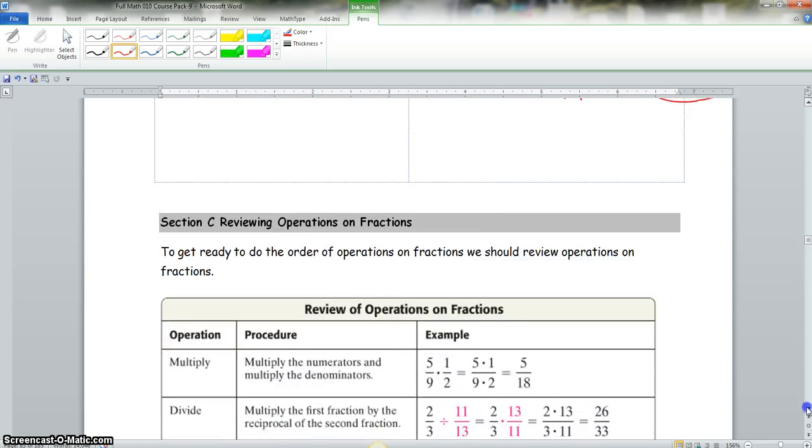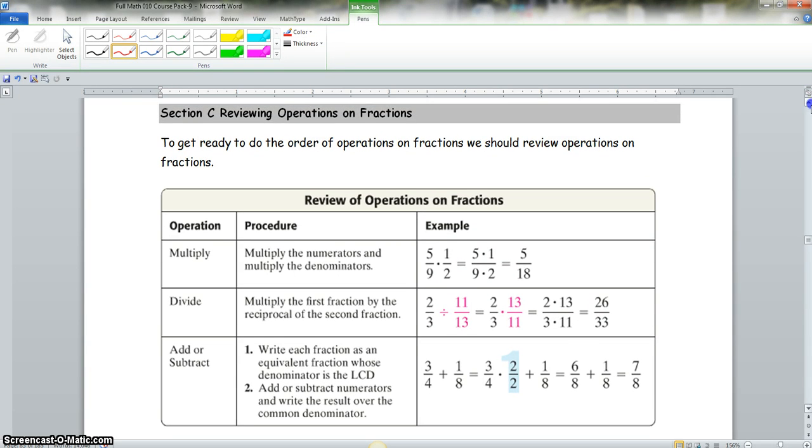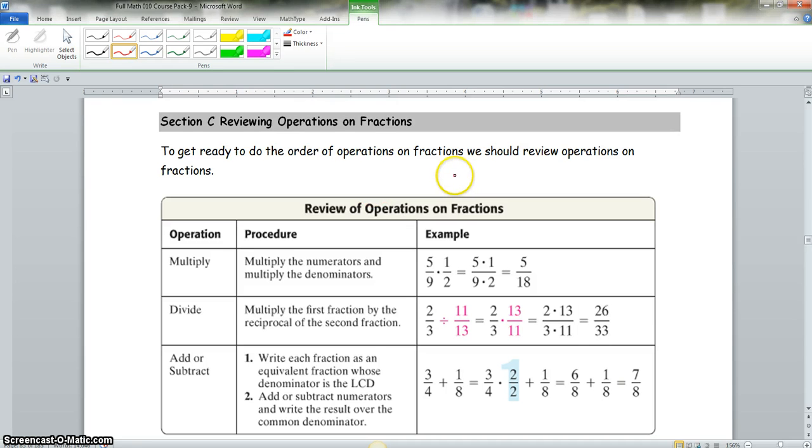Now we scroll down here to section C. It says review on order of operations. Now it says to get ready to do the order of operations on fractions, we should review operations on fractions. When you multiply, just multiply straight across. Numerator times numerator, denominator times denominator. Dividing, we always keep the first fraction the same. Division becomes multiplication, and we take the reciprocal of the second fraction. And then we do what we just did with multiplication. Numerator times the numerator, denominator times the denominator.